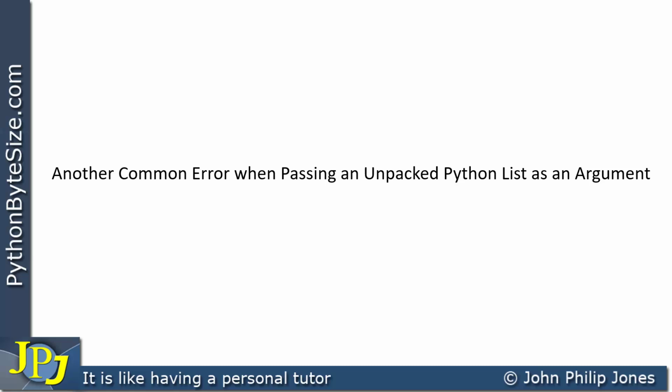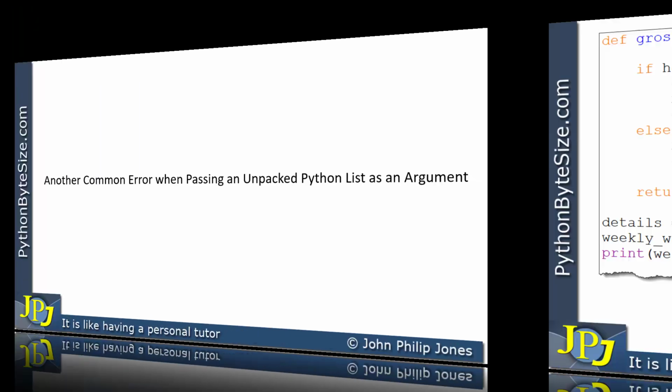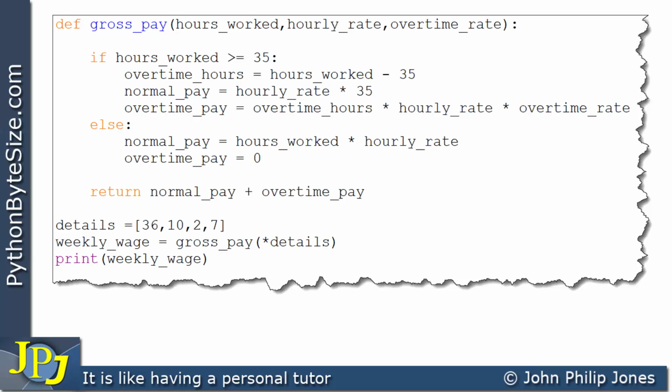In this video, I'm going to take a look at another common error that can occur when you're passing an unpacked Python list as an argument to a function. And I'm going to do so by looking at a computer program that you have seen previously in this playlist. You can see on this line that I'm creating a list, and that list contains the following values.